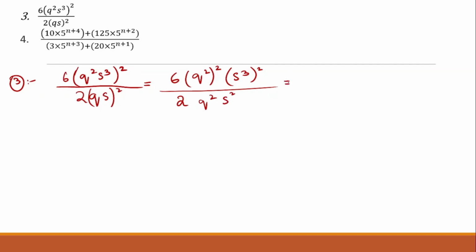So this is 6 divided by 2. 2 multiplied by 1 is 2, 2 multiplied by 3 is 6. So 6 divided by 2 is 3. So I can write 3.